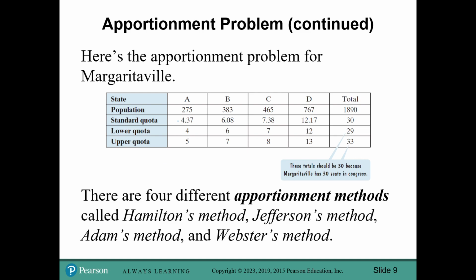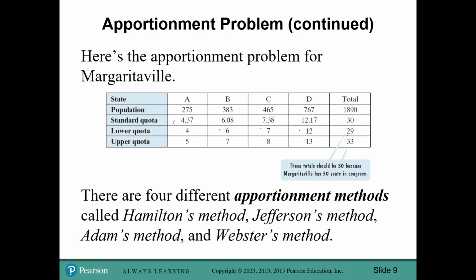So if we look at state A here, it's going to round this 4.37 down to 4. It's going to round the 6.08 down to 6. It's going to round the 7.38 down to 7. And it's going to round the 12.17 down to 12. And if we add these together, 4 plus 6 is 10, plus 7 is 17, plus 12 is 29.